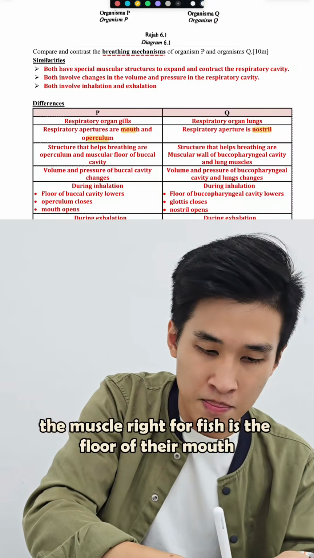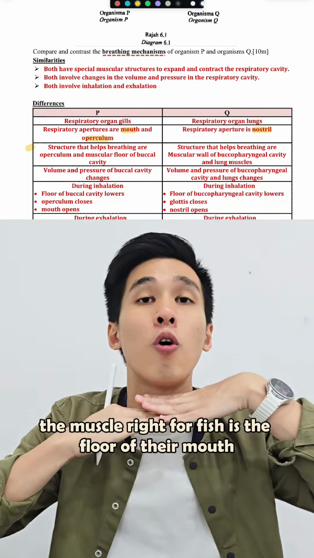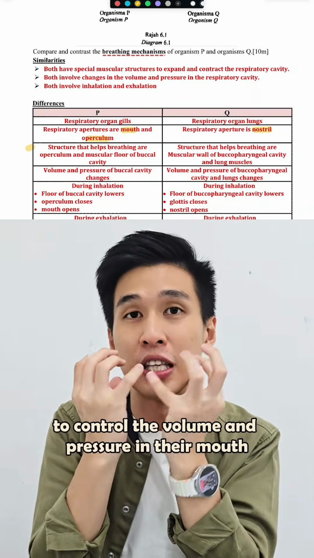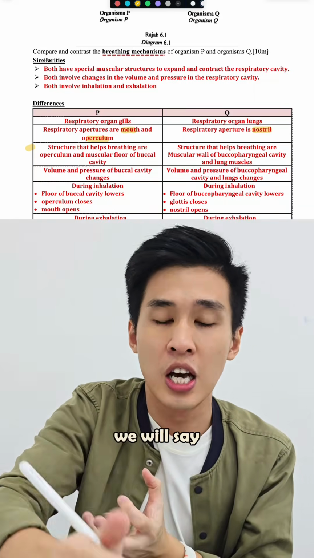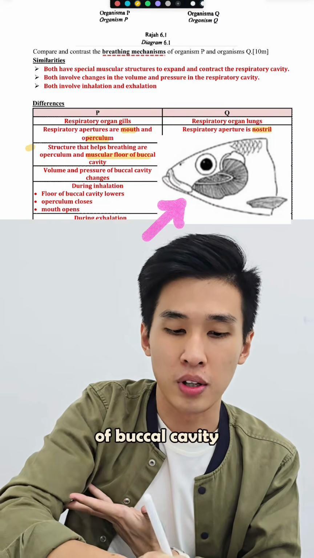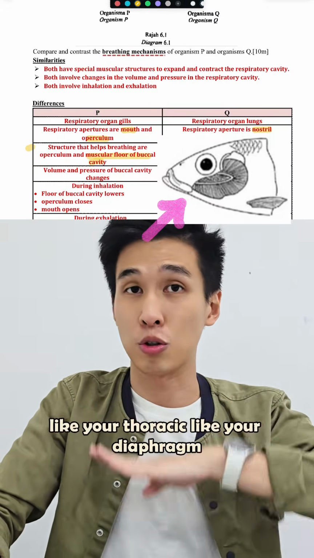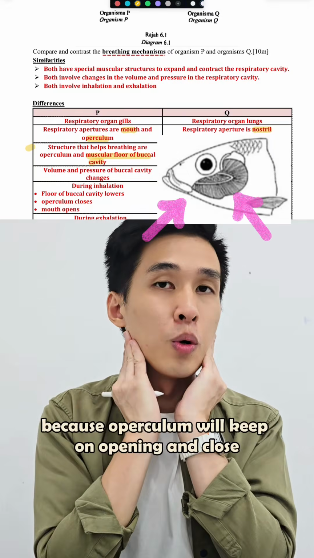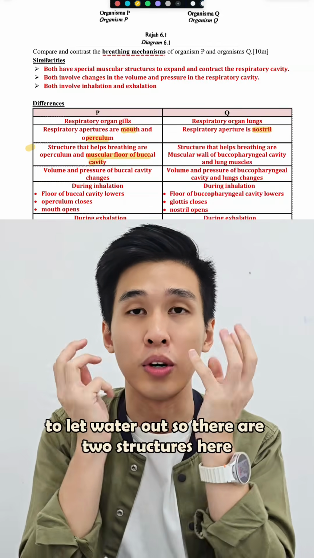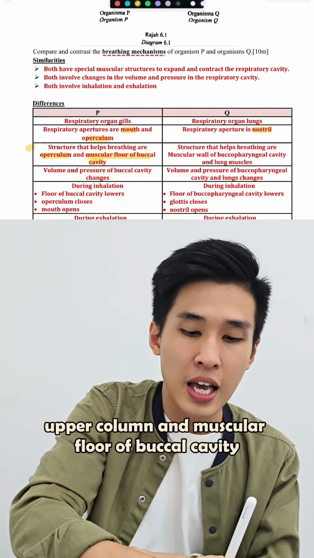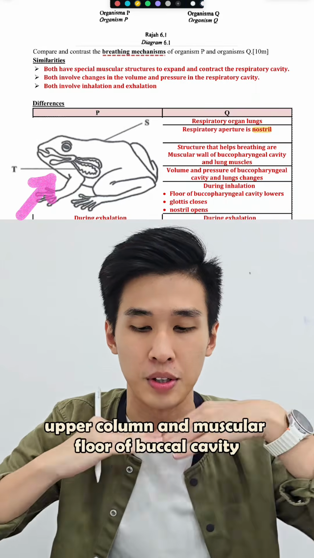The muscle for fish is the floor of their mouth. Their mouth always goes up and down to control the volume and pressure in their mouth, called the buccal cavity. So we will say structures that help breathing are the muscular floor of buccal cavity, because the floor keeps going down and up, like your thoracic, like your diaphragm. And also the operculum, because the operculum will keep on opening and closing to let water out. So there are two structures we mentioned: operculum and muscular floor of buccal cavity.